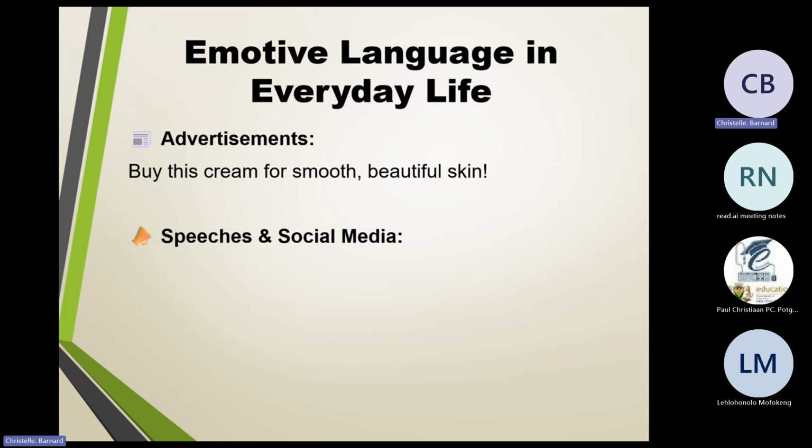Now, the next one is in speeches and on social media. All of you are using social media. So in speeches and social media, people also use emotive language. For example, they can say, let's stand together to save our planet. Immediately, stand together brings a feeling of unity, a feeling of closeness, and also to save, right? All of us want to save. If you save something or someone, you feel brave and you feel as if you've accomplished something. So those words can be seen as emotive language.